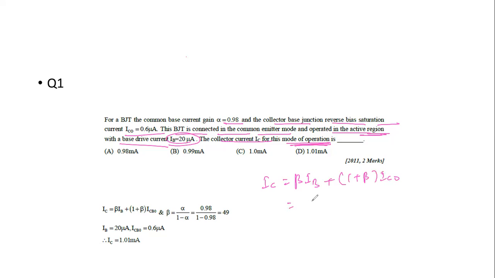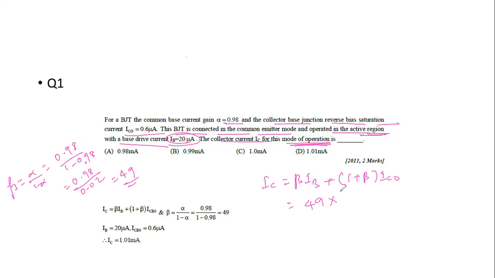Just put it here. What's the value of beta? How can you find beta? Beta is equal to alpha upon 1 minus alpha. This is 0.98 upon 1 minus 0.98, which is 0.98 upon 0.02, and this is equal to 49. So this is 49 times IB.